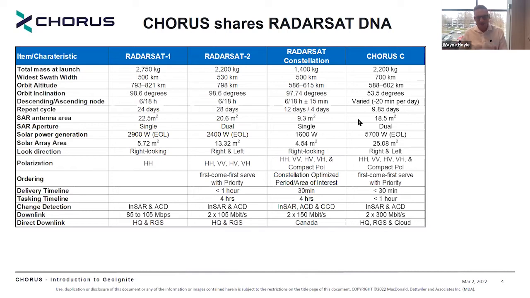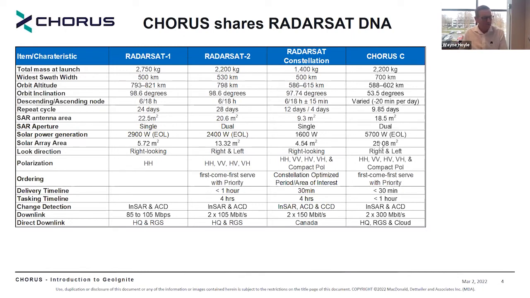This SAR antenna, the main antenna for reception of data, is about double the size of that of the RCM. And we have a dual aperture working with that. Because the satellite flies in and out of the sun every single orbit, the solar panels and the power generation capability and the batteries need to be significantly upgraded. So you'll see that we have a 5,700 watt capability for power generation compared to RCM's 1,600. And then the solar arrays are more than 5 times the size.